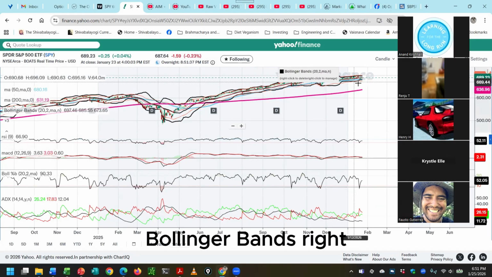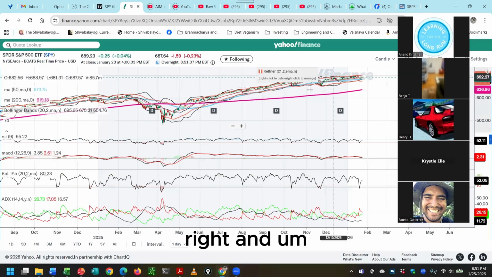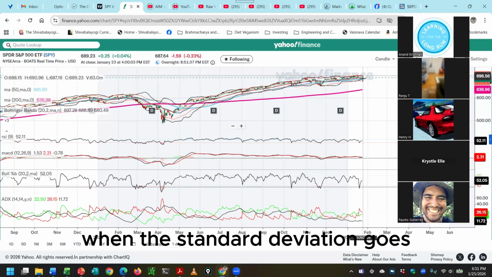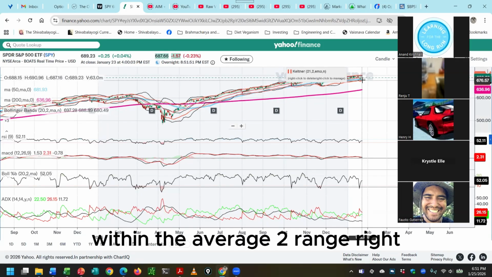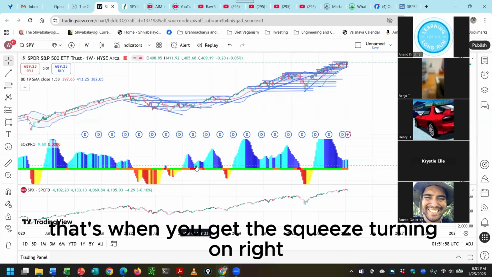The Bollinger bands represent the standard deviation, right? And when the standard deviation goes within the average true range, that's when you get the squeeze. That's when you get the squeeze turning on, right?